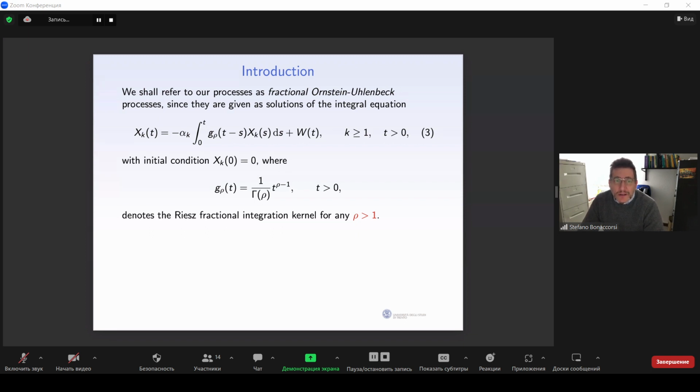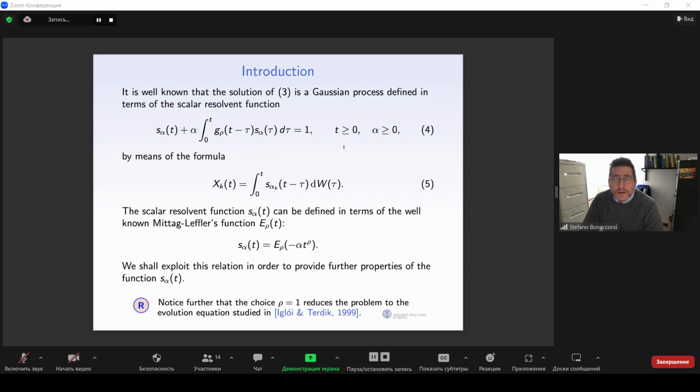So the difference here is that we introduce a new parameter, rho, and so we assume that we will find a different kind of kernel with respect to the kernel given by Iglo and Tardik. In order to proceed, we face the problem that we no longer have a simple form of the solution with respect to the exponential kernel, but we need to introduce the Mittag-Leffler function. It is known that the Mittag-Leffler function is the kernel that generalizes the exponential function to the class of integral differential equations.